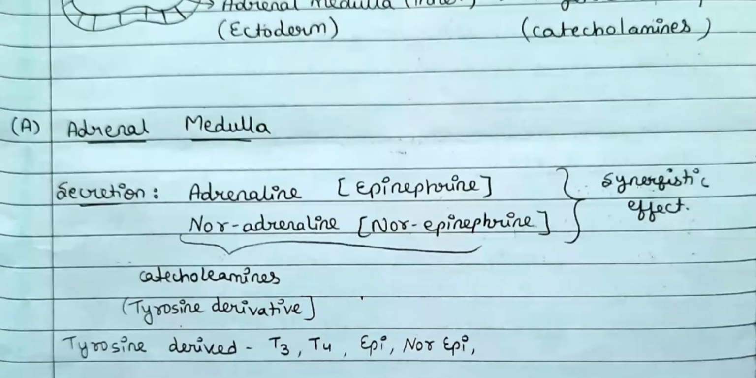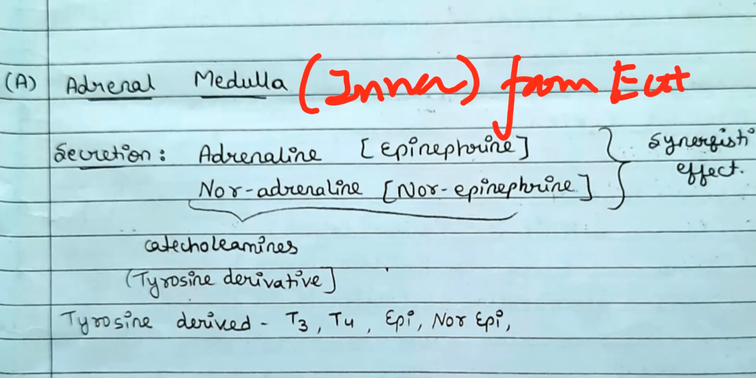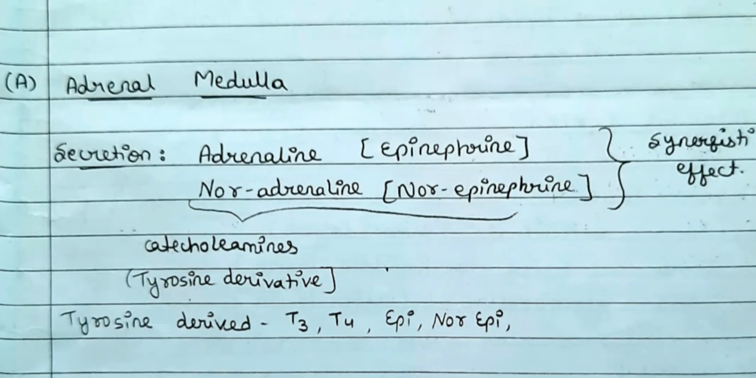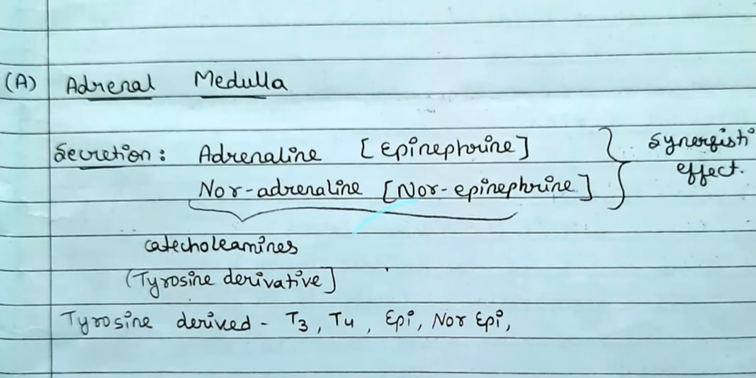Now let's talk about biogenic amines secreted from the adrenal medulla. The adrenal medulla, as you know, is the inner part of the adrenal gland, originated from ectoderm. It has two hormones to secrete. One is called adrenaline, which is also known as epinephrine. Another one is noradrenaline, which is known as norepinephrine. Adrenaline and noradrenaline, the two different hormones, are secreted from the adrenal medulla. They have synergetic effects.